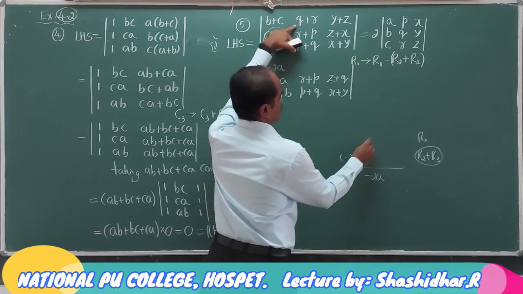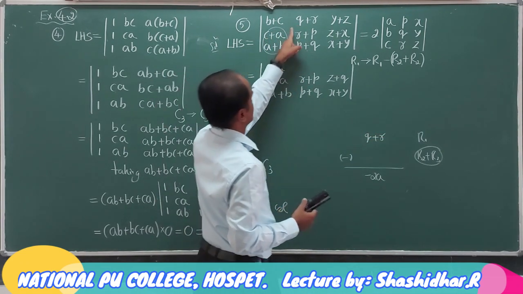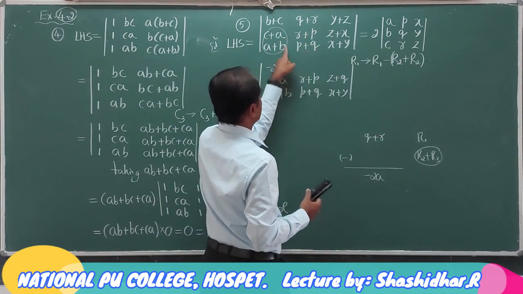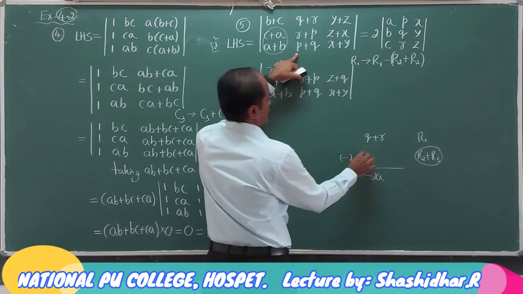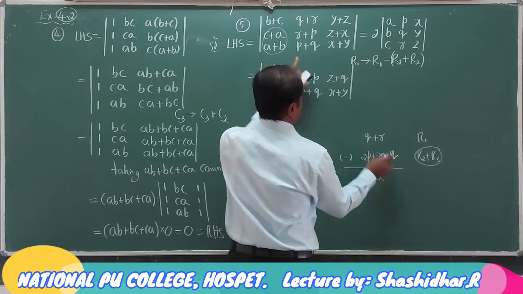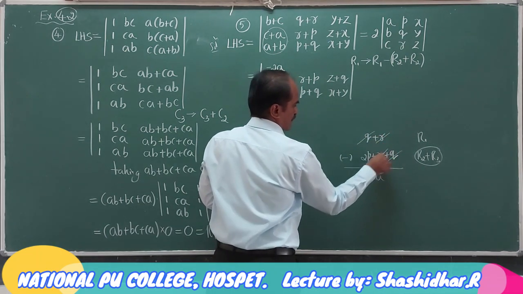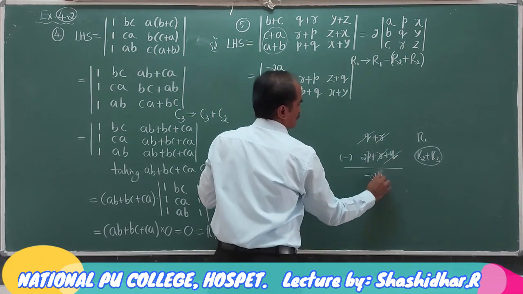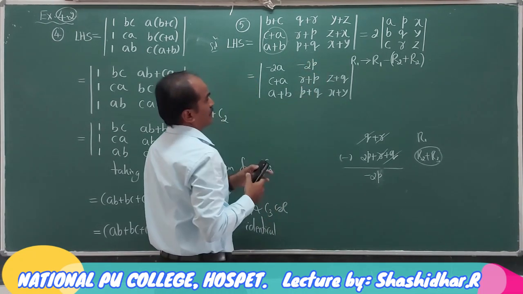Second entry, Q plus R. Second row, third row, second entries are R plus P, P plus Q. On adding, what do you get? 2P plus R plus Q. I had to subtract this. Now Q cancels, R cancels. What are we left with now? Minus 2P.